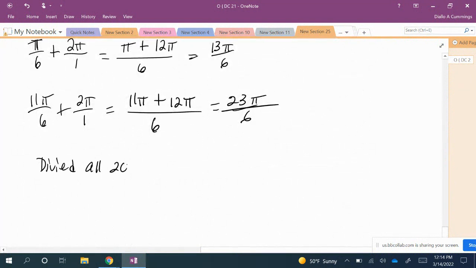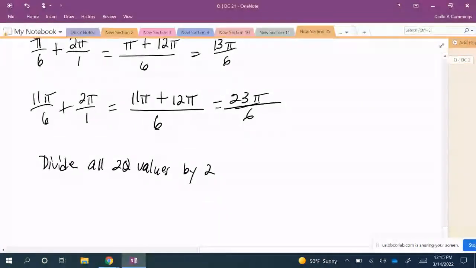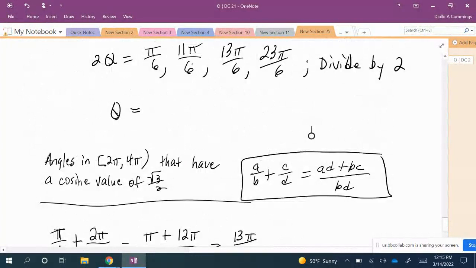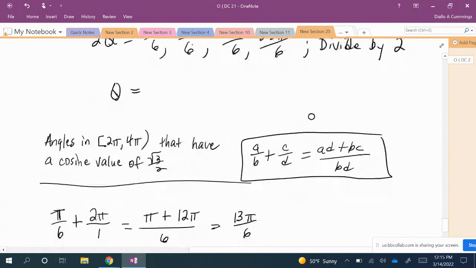Divide all double angle values by 2. All right, so let's see how that works. So we have 4 values: pi over 6, 11 pi over 6, 13 pi over 6, and 23 pi over 6, and we're going to divide each one by 2.